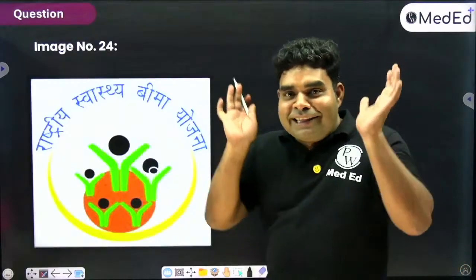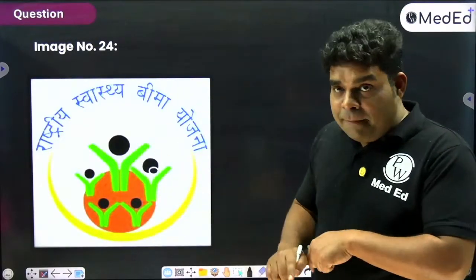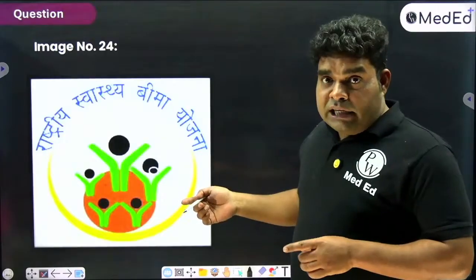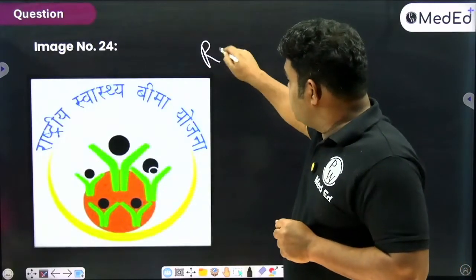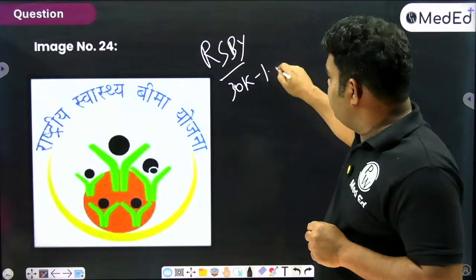This is Lift Kara De program of Congress, insurance program before PMJ. PMJ is 5 lakh insurance, and this was Rashtriya Swasth Bima Yojana, which is 30,000 to 1.5 lakh insurance.